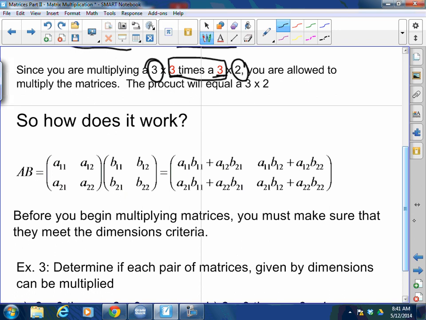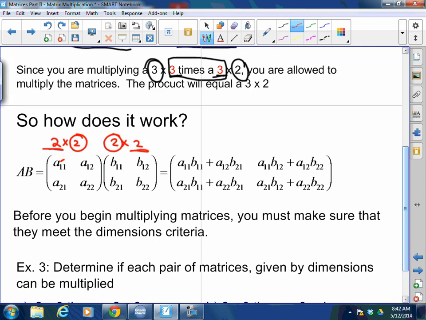So how does this work? Okay. Looks complicated, but it's actually quite simple. First of all, this is a 2 by 2, and there's a 2 by 2. So the columns of the first equal the rows of the second, and your answer is going to be a 2 by 2 as well. So how do we multiply this? Please pay attention.